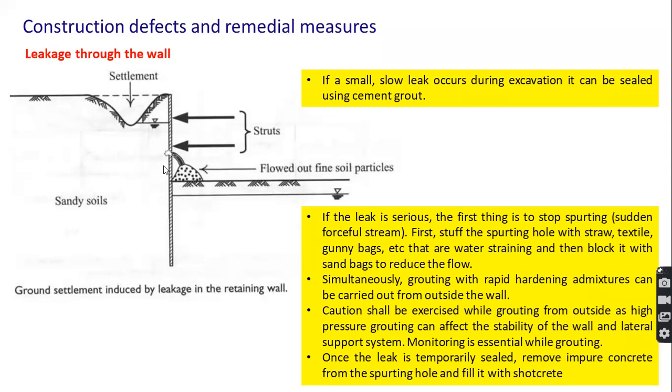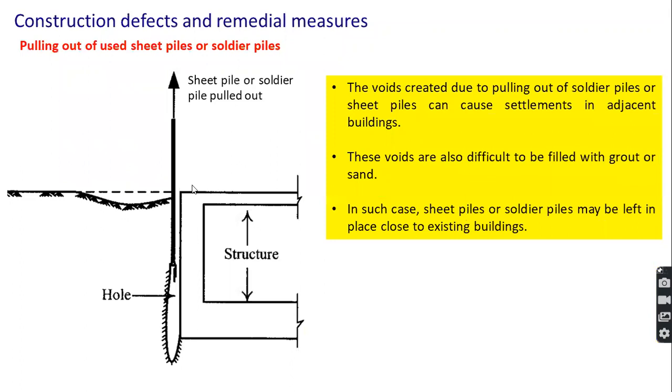So this is some schematic diagram on how to address a leak through the wall. I have already explained this, so I'm not going to spend time. And there can be issues in pulling out the sheet piles. In some cases, it creates a hole which is difficult to be grouted. And if there are important structures on the retained side, structures to be protected, we have to think of keeping them in place, right, permanently, sheet piles near the existing structures. Otherwise, the pulling out of long sheet piles can create a lot of ground subsidence.